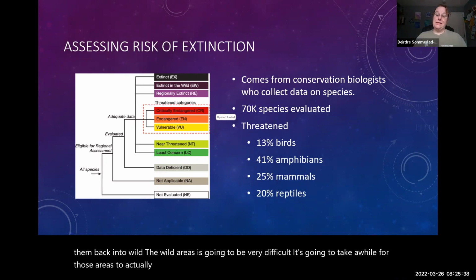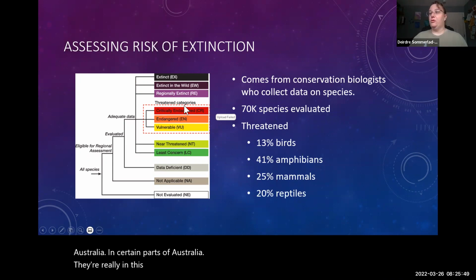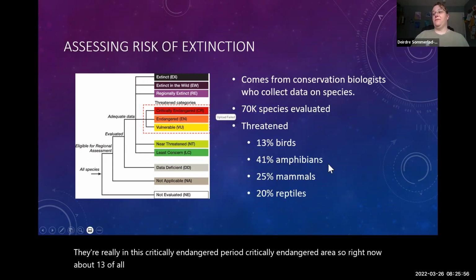And because koalas only exist in one place, in certain parts of Australia, they're really in this critically endangered area. So right now, about 13% of all birds, 41% of all amphibians.